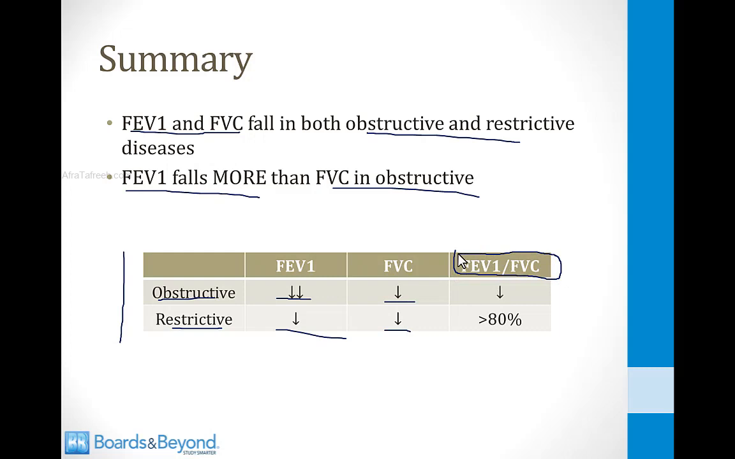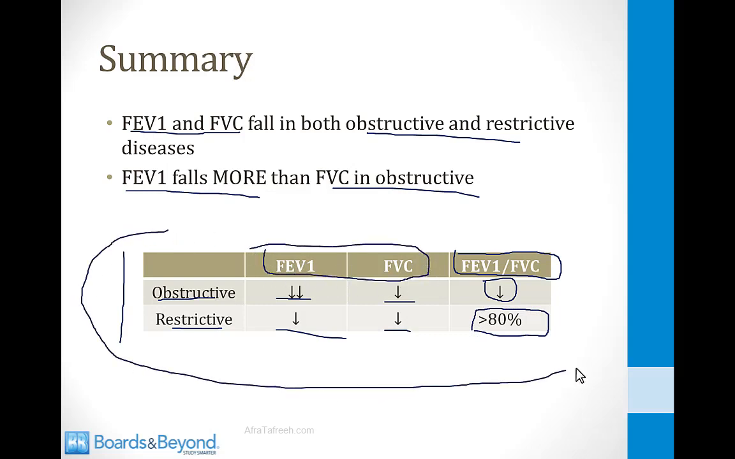In obstructive patients, the ratio of FEV1 to FVC is going to fall. In patients who have restrictive disease, it's going to be normal, or it may even rise. Remember, 80% is normal, so it may be equal to or greater than normal. And that's because of the differential changes of FEV1 and FVC in most diseases. This table right here is very high yield for all three steps and even internal medicine boards, so make sure you know it.